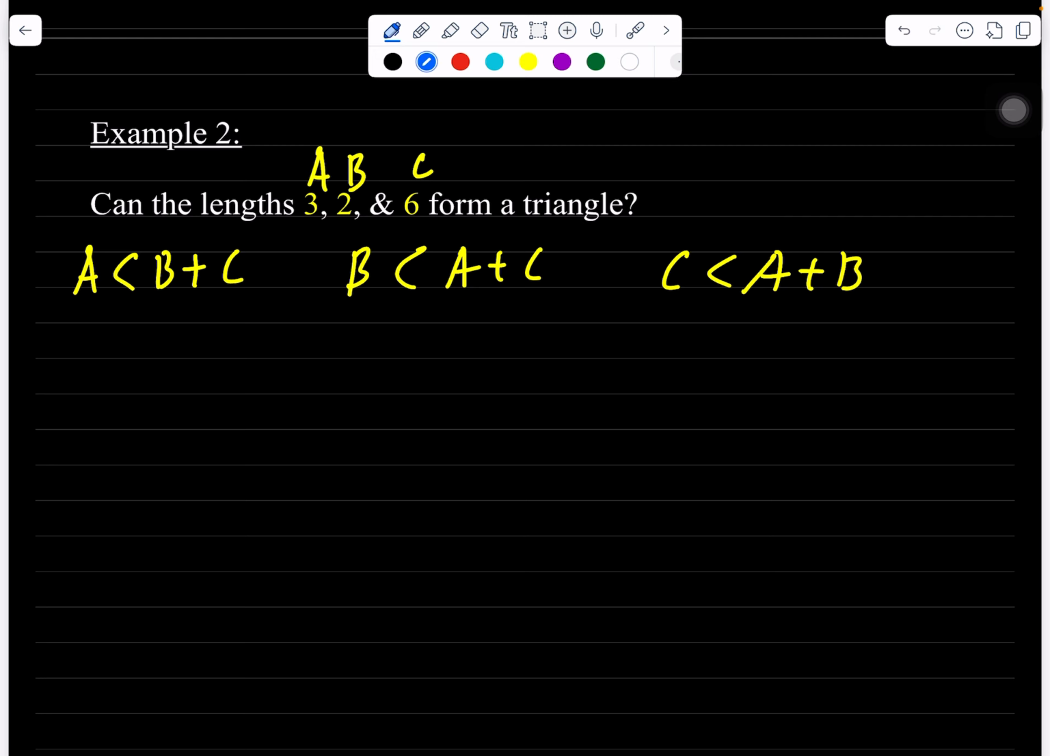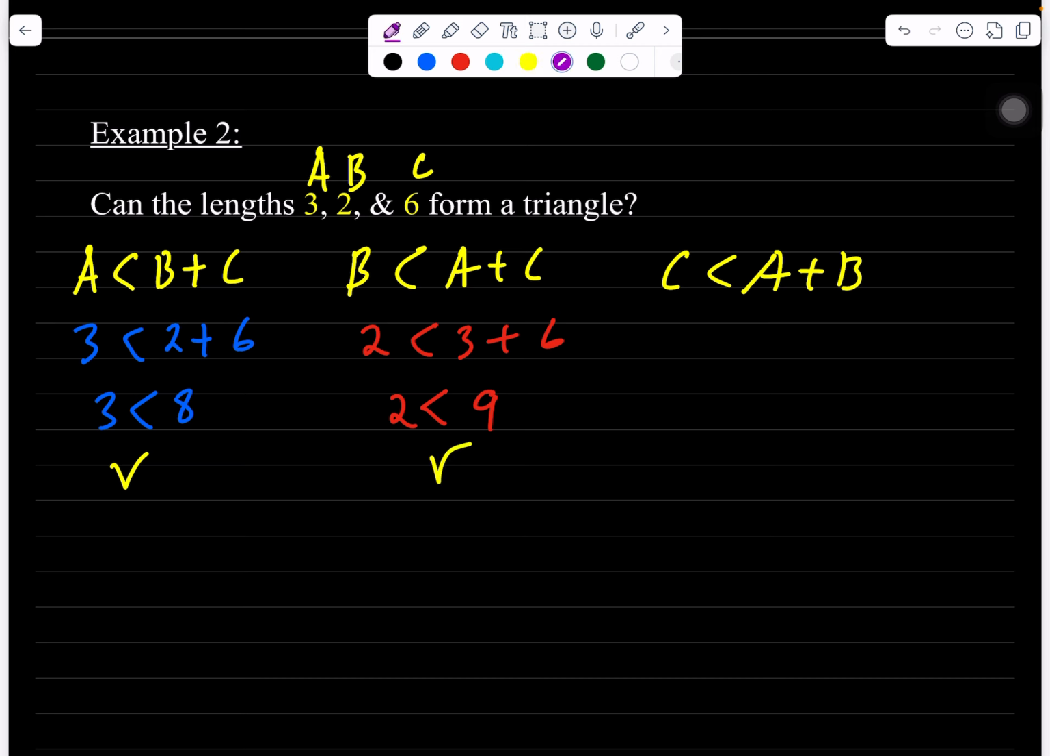Now we have to make sure that 3 is less than B, which is 2, plus C, which is 6. 2 plus 6 is 8, and we could see that 3 is less than 8, so the first one is satisfied. Now we need to make sure that B, which is 2, is less than A, which is 3, plus C, which is 6. So we need to make sure that 2 is less than 3 plus 6, which is 9. 2 is less than 9, therefore, the second inequality is satisfied.